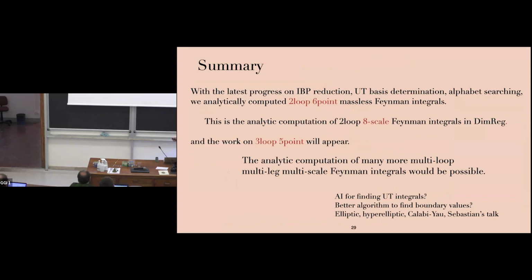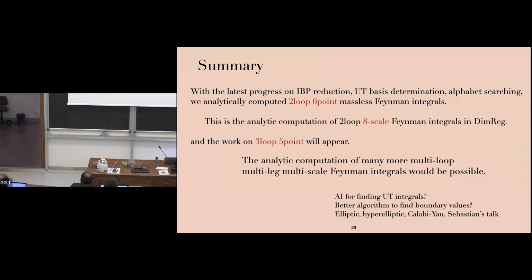So I will do a summary here. The main point is that we did this analytical computation of the 2-loop 8-scale Feynman integrals in the dim-reg scheme. And we are also working on the 3-loop 5-point Feynman integrals. We already made quite some progress. So we think that the analytic computation of many more multi-loop, multi-leg, multi-scale Feynman integrals could be possible.